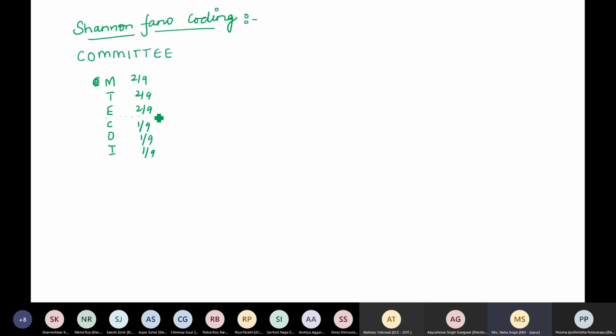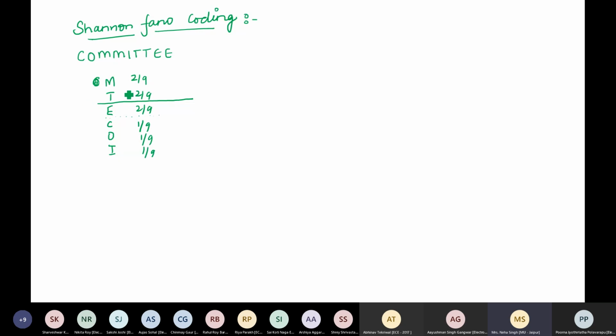But if I use this division, then the summation of probability here is 3 by 9 and here it is 6 by 9. The two are very much different. So instead I should divide the set of symbols into two classes such that the sum of probability for each class is as close to each other as possible. So if I divide the set here, then the sum of the probabilities in class 1 is 4 by 9 and here it will be 5 by 9. That is the closest I could have achieved.